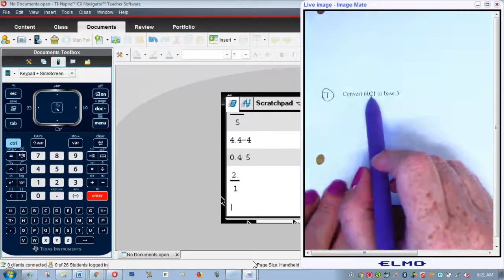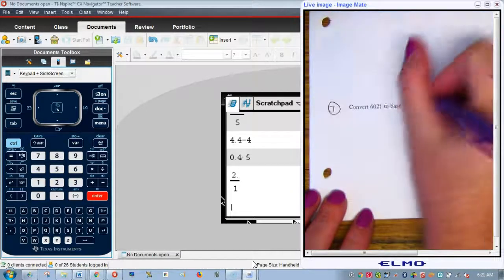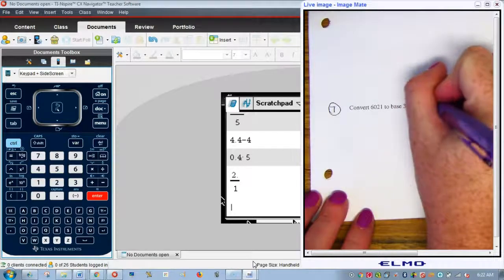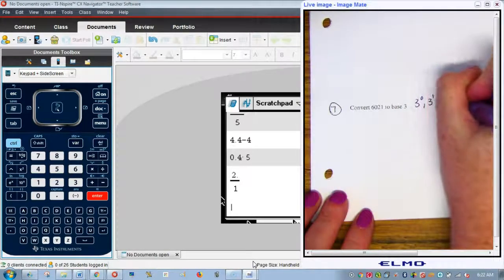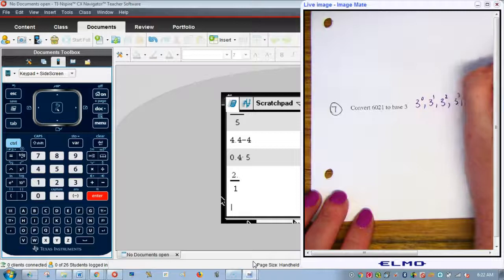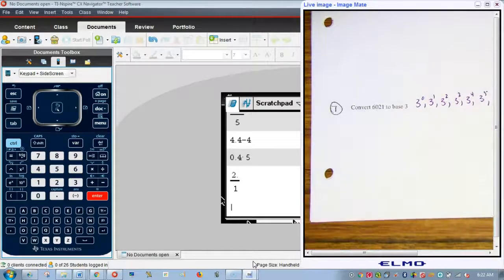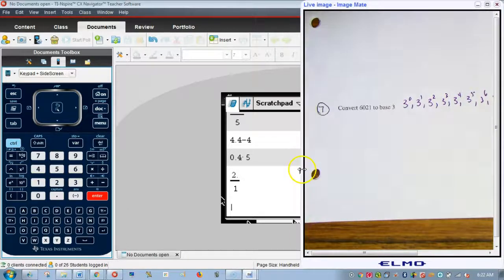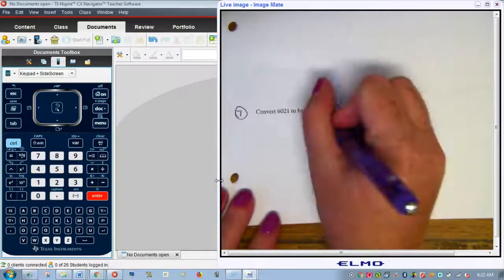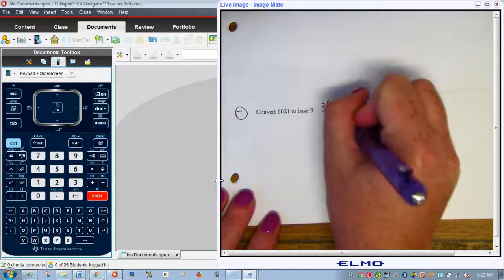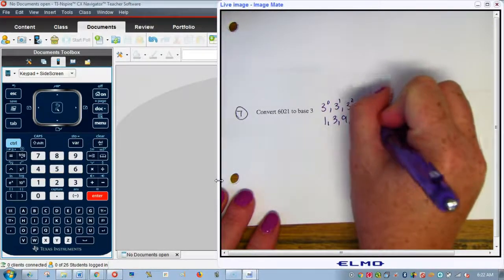Number 7, 6021 to base 3. So 3 to the 0, 3 to the first, 3 to the second, 3 to the third, 3 to the fourth, 3 to the fifth, 3 to the sixth, 3 to the seventh. I don't know how far out I have to go. Okay, we get 1, 3, 9, 27, 81.